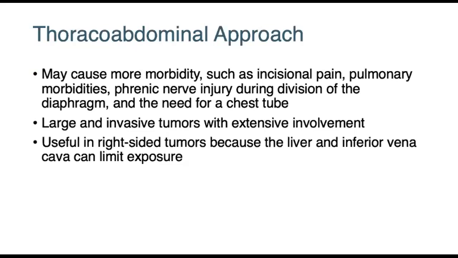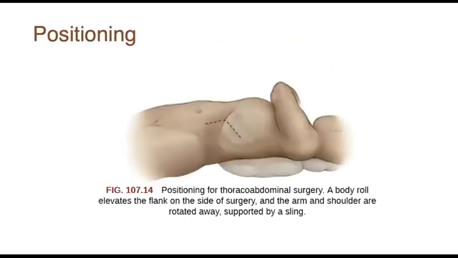This is useful in right-sided tumors because the liver and the inferior vena cava usually limit the exposure, whereas on the left side, the spleen and the pancreas can generally be elevated to provide adequate exposure. For the position, the patient is placed in a semi-oblique position at an angle of 45 degrees. The table is placed upward, and the opposite side is in a decubitus position.